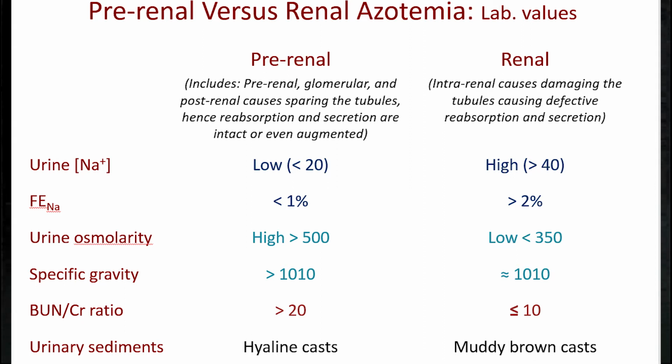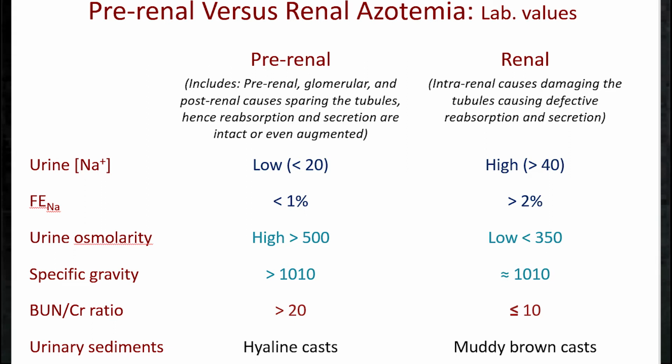It's like when I give you 30 questions in 30 minutes, you will get some score. But if I give you 30 questions in 1 hour, you will do better. Why? Because you have more time. And here the tubules have more time. On the other hand, in the category of intrarenal causes, here we have damaged tubules. Damaged tubules means what? No reabsorption and no secretion.